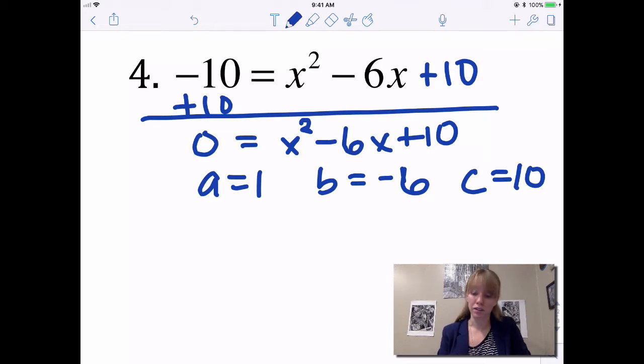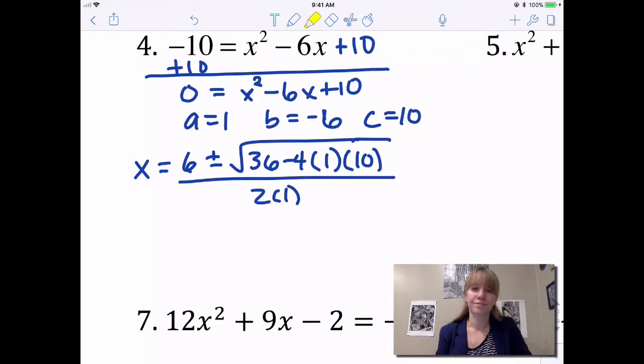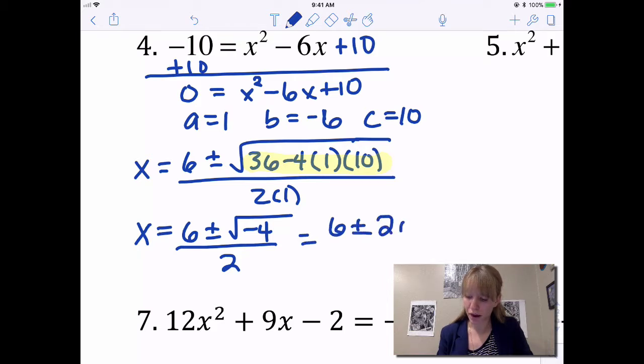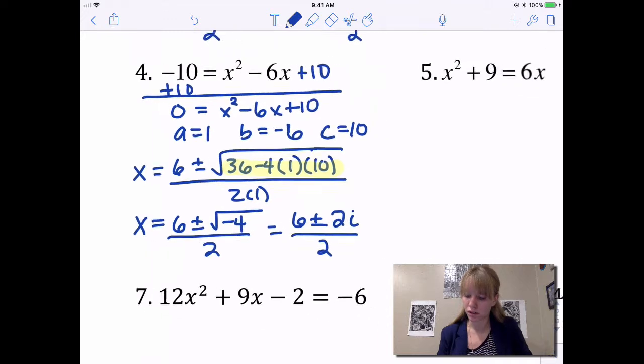So again, I'm going to plug in. You guys do the same. All right, so we've plugged in. We have everything under the square root becomes plus or minus the square root of -4, 36 minus 40, all over 2. We would say that the square root of 4 was 2, but since there's a negative, this is 6 plus or minus 2i divided by 2.